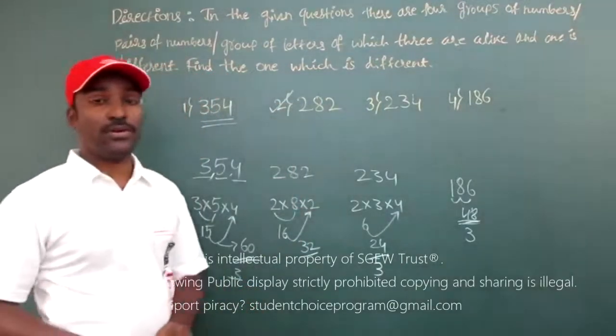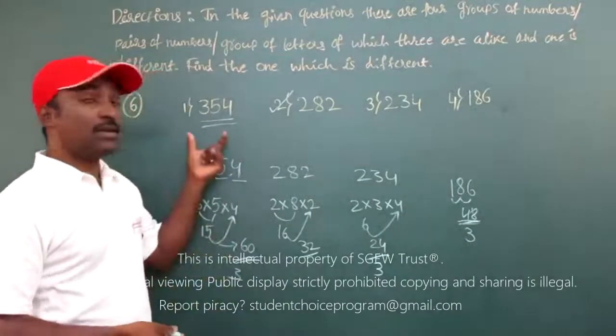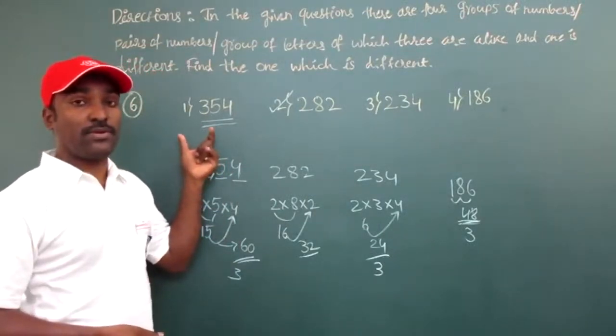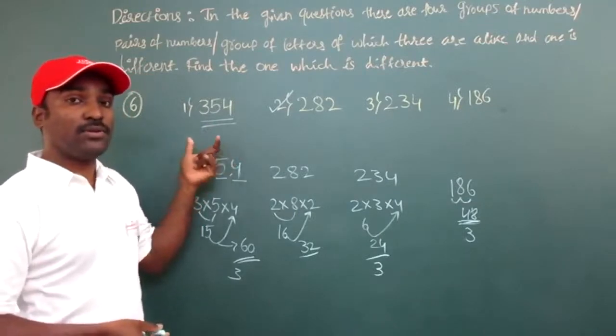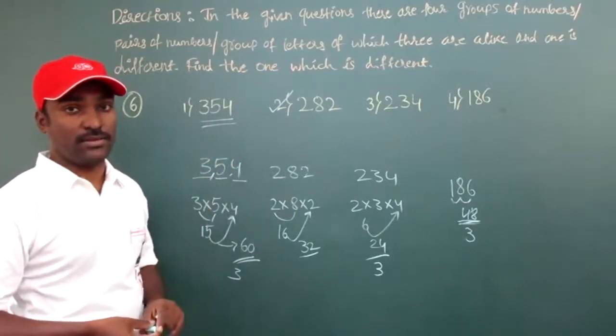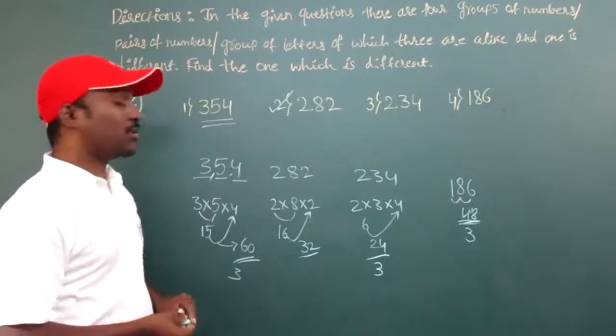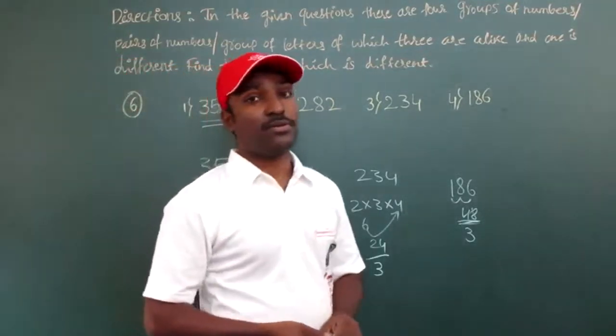So this is how we solve. Sometimes you get such types of problems where you take the digits and then multiply them, or even go with addition or subtraction. So this is how we solve problem number 6. Now I will go to problem number 7.